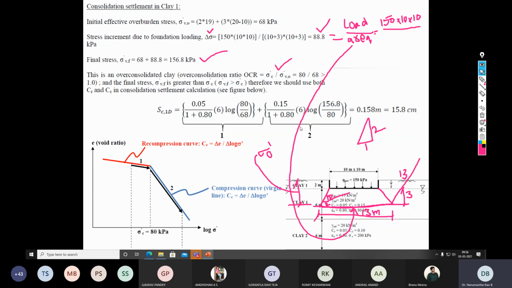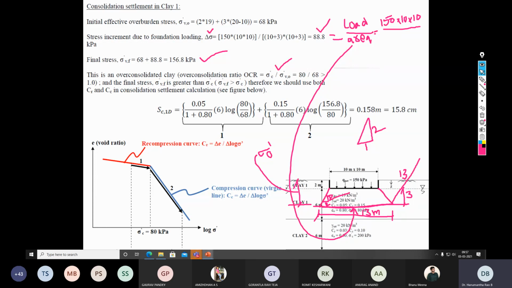Is this value given? Yes, sir. Okay, sigma c is given as 80 kilopascal and sigma v naught is 68 that we have calculated. Delta sigma we calculated as 88. So substitute everything into this consolidation equation and calculate the consolidation settlement. So that is 15.8 centimeter.